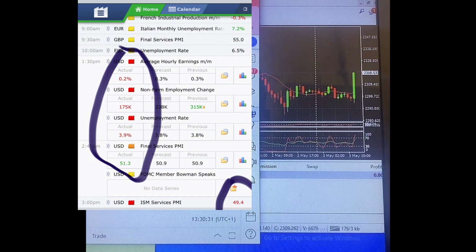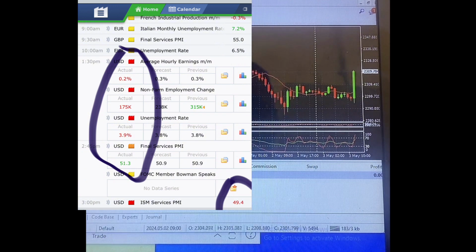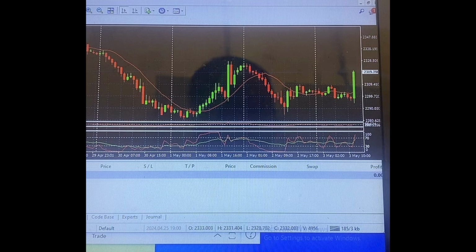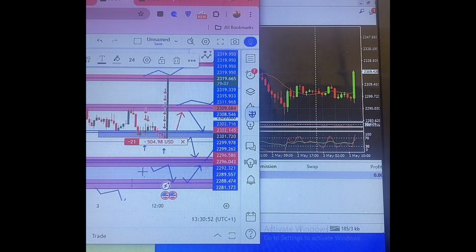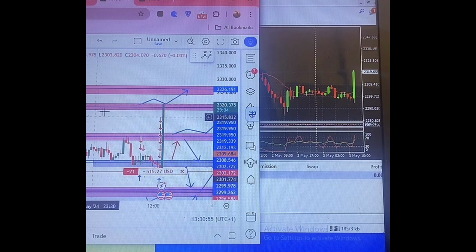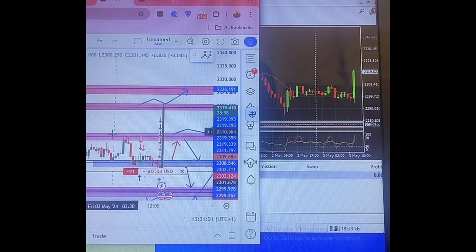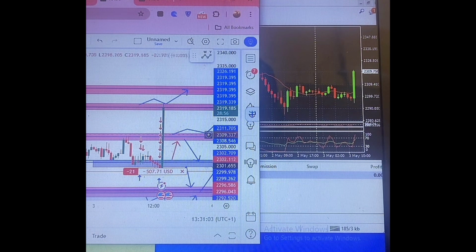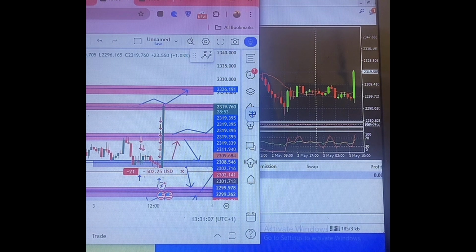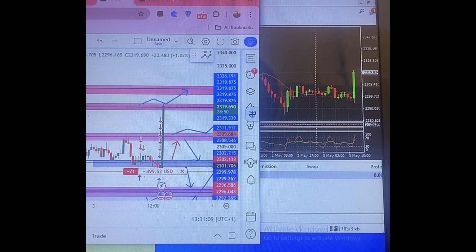Just watch closely. Don't enter any trade now. Just wait. Let's see if it's gonna break out. I've not entered any trade. Okay, I'm waiting to see if it's gonna break out to 231. It seems it's not gonna break out. Let's wait for it.